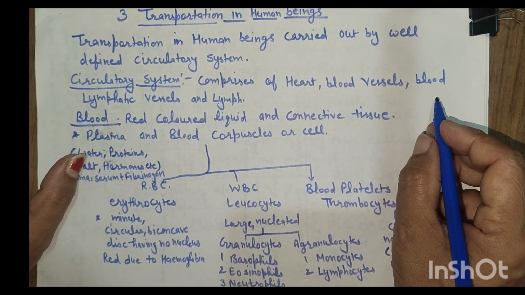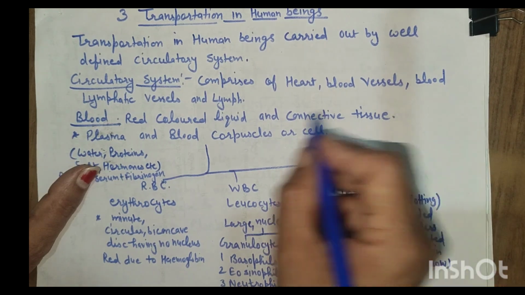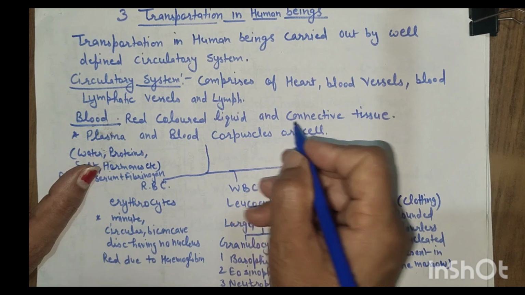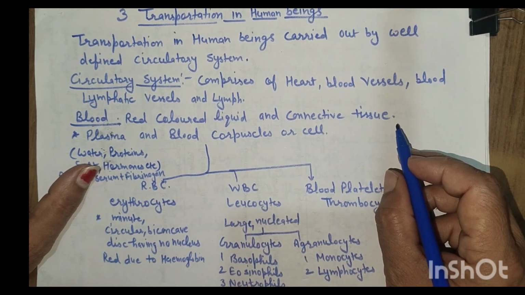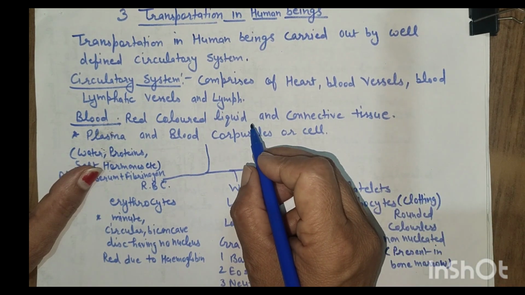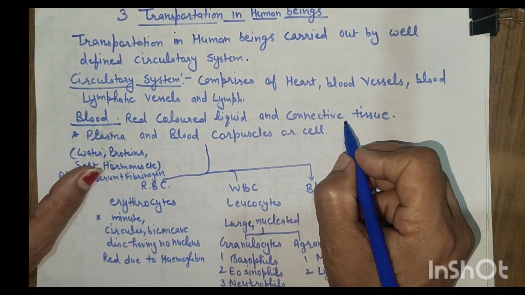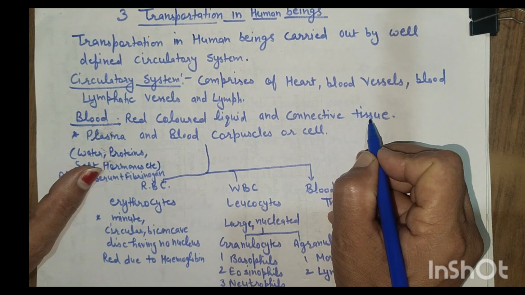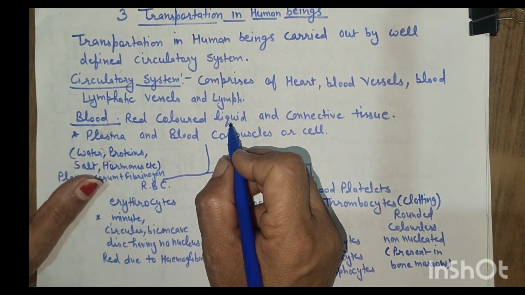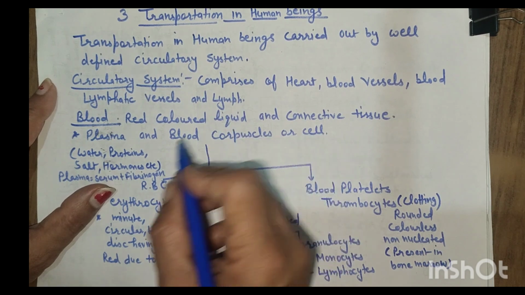First, we will discuss the blood. Blood is a red colored liquid and it is a connective tissue. It is called connective tissue because it connects the whole body. There is no part where blood is not present. That is why it is called connective tissue. And it is red in color due to the red colored pigment.